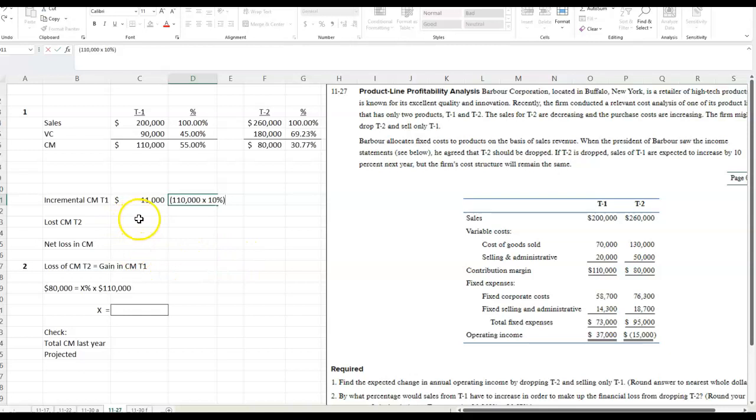The loss in contribution margin, if we get rid of T2, is minus $80,000, right? Because that's going away. We're going to make 11,000 more in contribution margin on T1, but we're going to lose 80,000 in contribution margin on T2.